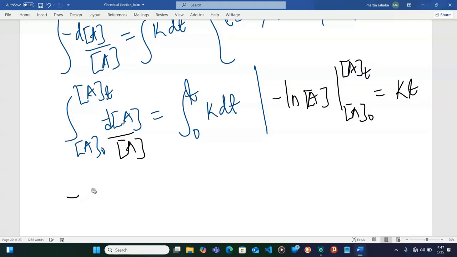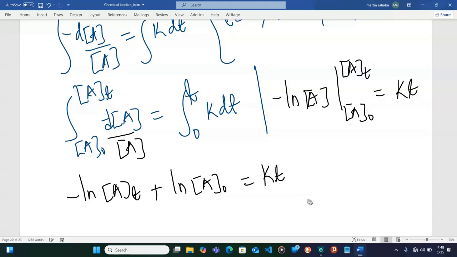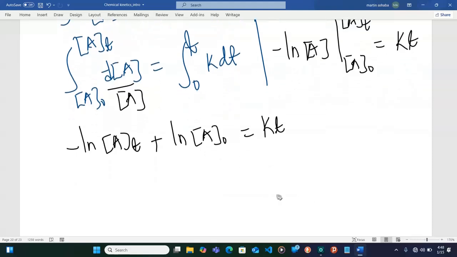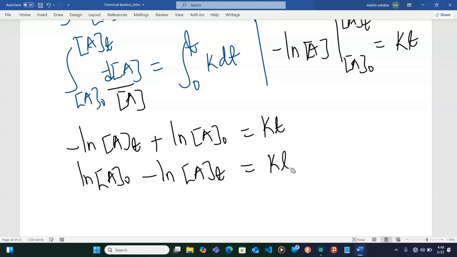So let's substitute in and we see this is going to be negative natural logarithm of A at t, plus natural logarithm of the concentration of A at t equal to 0. And this is giving us what? This is going to give us kt. So finally, this is the natural logarithm of the initial concentration of A minus the natural logarithm of the concentration after time t. This is equal to kt.